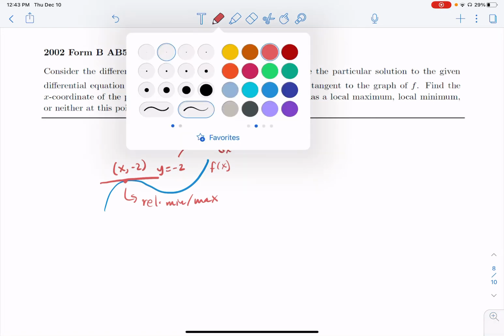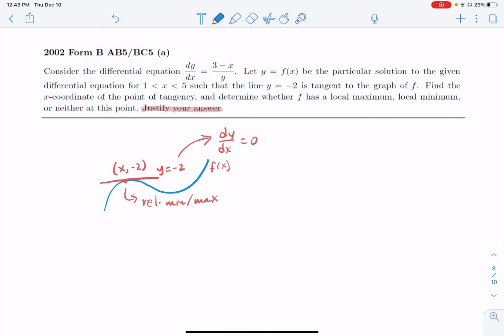So there's the first thing that we have to do. We're going to take dy/dx, set it equal to 0. That should be equal to (3 minus x) over negative 2. The negative 2 really doesn't matter, because I'm going to multiply it over to the other side and make it equal to 0.